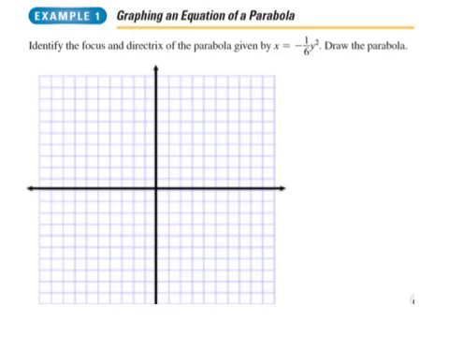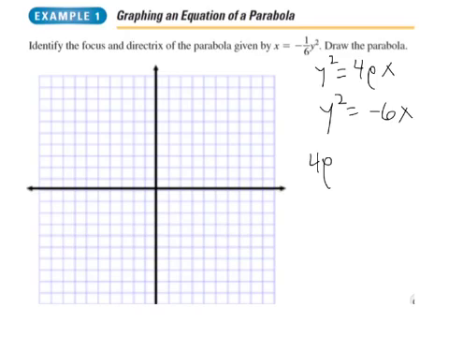Alright, so we're identifying the focus and directrix of the parabola and then drawing the parabola. So again, right now what they're telling me is that x equals negative 1/6 y squared, and we said that it had to be y squared equals 4px. So I'm going to multiply over and get y squared equals negative 6x. So that means that 4p equals negative 6. So p equals negative 3/2.